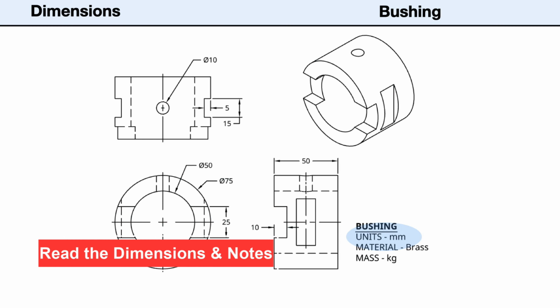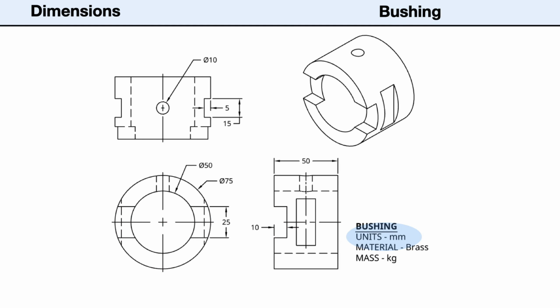Next, we can read the information displayed in the dimensions and notes. First, the measurement units are in millimeters. The outside diameter is 75 millimeters. The inside diameter is 50 millimeters. The length of the cylinder is 50 millimeters. The hole in the top has a diameter of 10 millimeters. The hole is centered on the top of the cylinder.